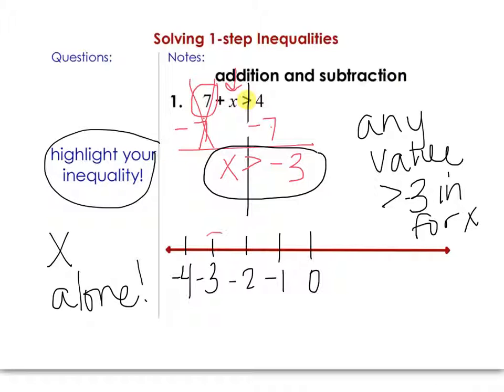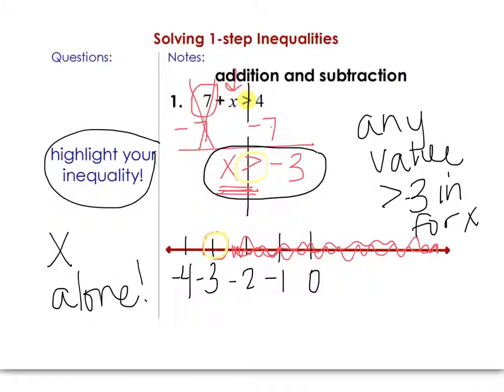So I have a circle at negative 3. Is it going to be open or closed? Well, it's going to be open because of this guy right here. It's an open circle. And it says that x is greater than negative 3. Say it out loud. X is greater than negative 3. So I'm going to shade everything bigger than negative 3.